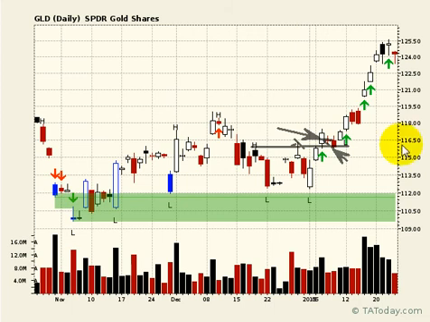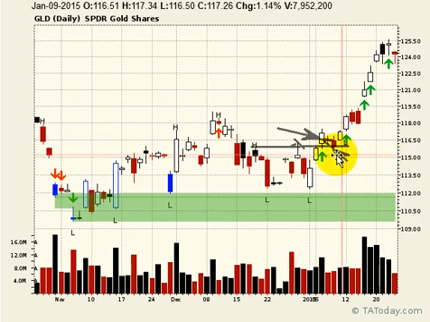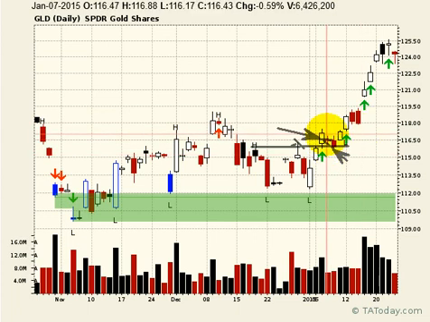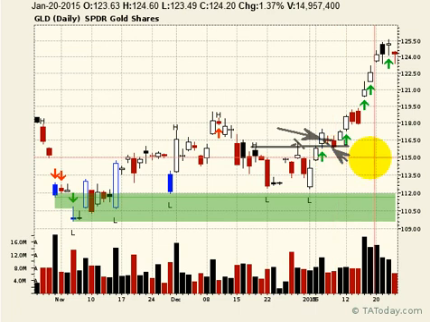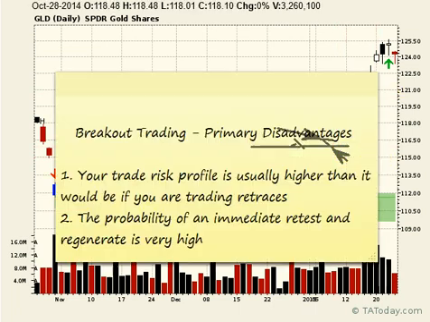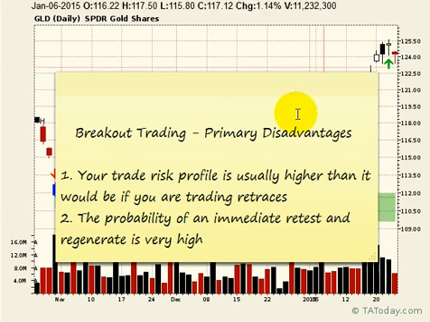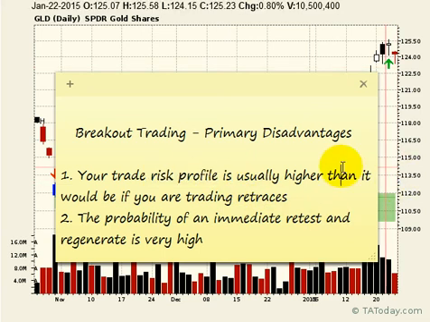And so the main disadvantage you have is if you're buying the retrace, you're going to buy lower. If you're buying the breakout, you're going to buy higher. If the breakout fails, you're going to have a higher entry point, therefore you have more risk than if you buy the retrace. So when I say the breakout has higher risk, that's what I'm talking about. Your risk profile is higher. The other thing is that the probability of an immediate retest and an attempt to regenerate is very high.